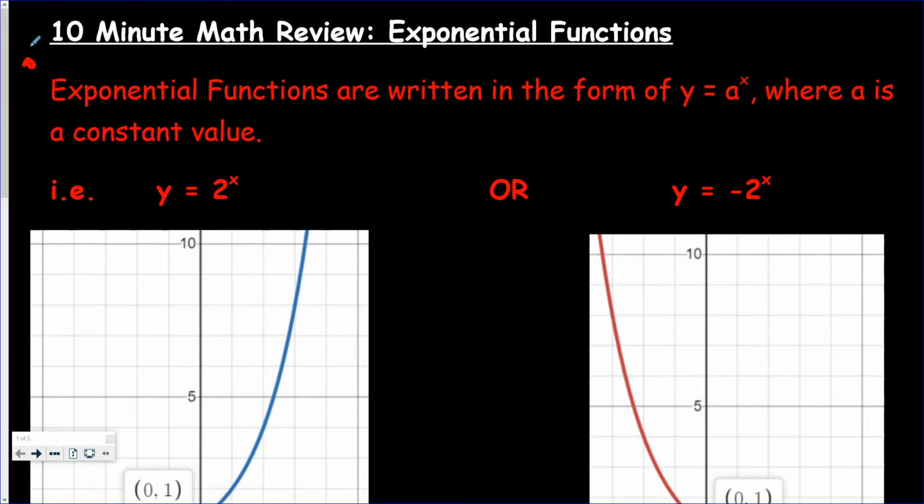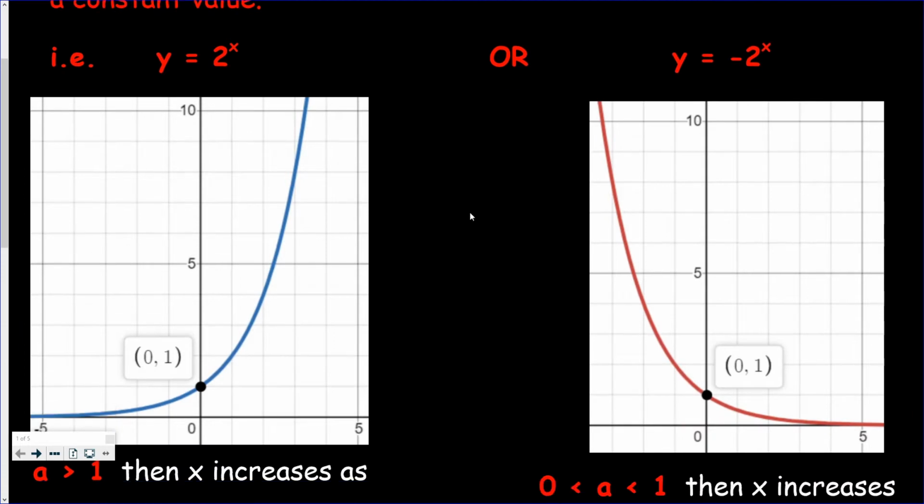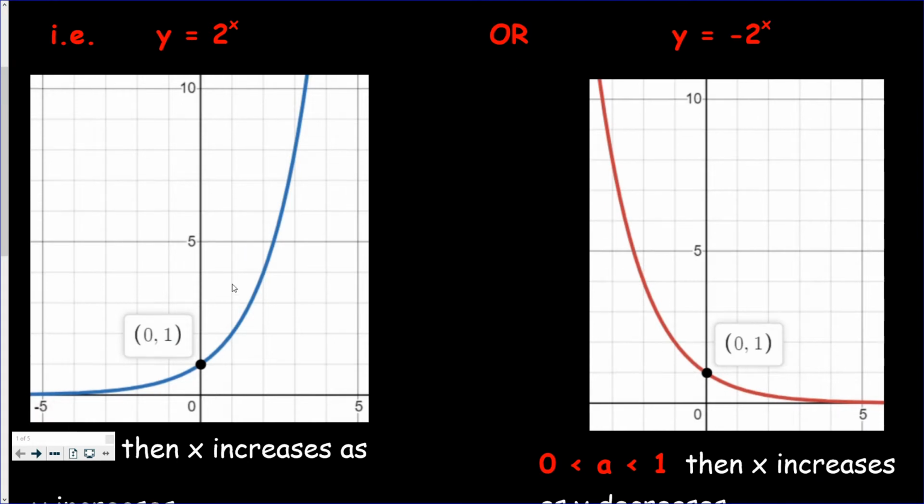So we got exponential functions written in the form of y equals a to the x. That's what they look like, where a is going to be a constant value. So we got two examples here that I dug up for you. So I got y equals 2 to the power of x. Couple things to note about this graph. Basically, as x gets bigger, so does the graph. So y values also get bigger. We typically call this an increasing function.